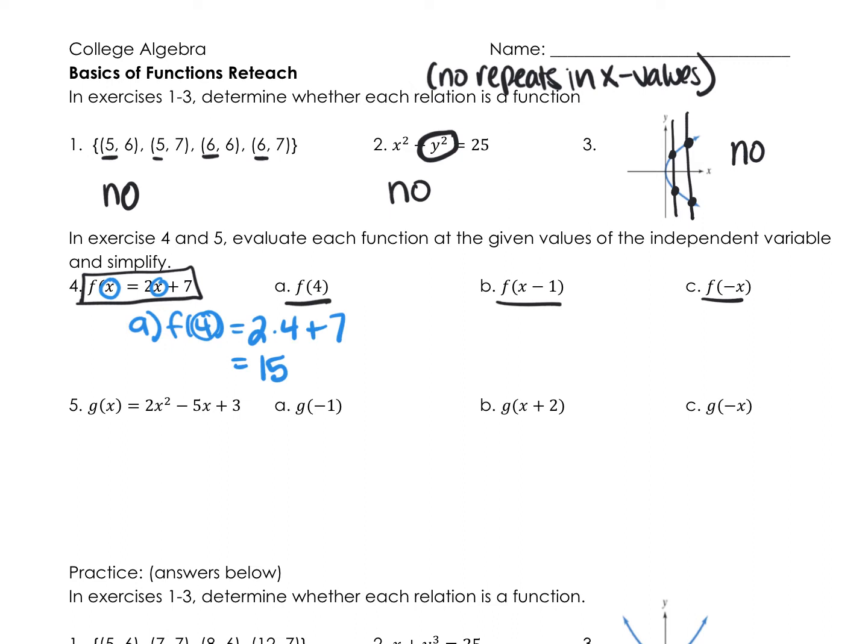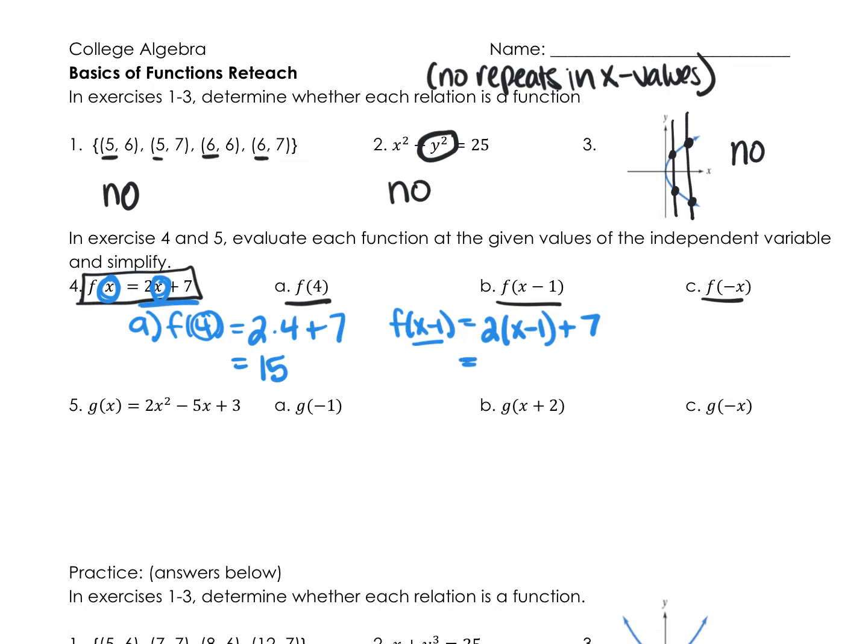Now to find f of x minus 1, this one's a little bit different because we're going to have to plug in x minus 1 wherever there's an x. So now x minus 1 is what's inside, so that has to go where there's an x. So this is going to be 2 times x minus 1. We need to make sure we multiply it by all of it, so put it in parentheses. And then we still have the plus 7 on the end.